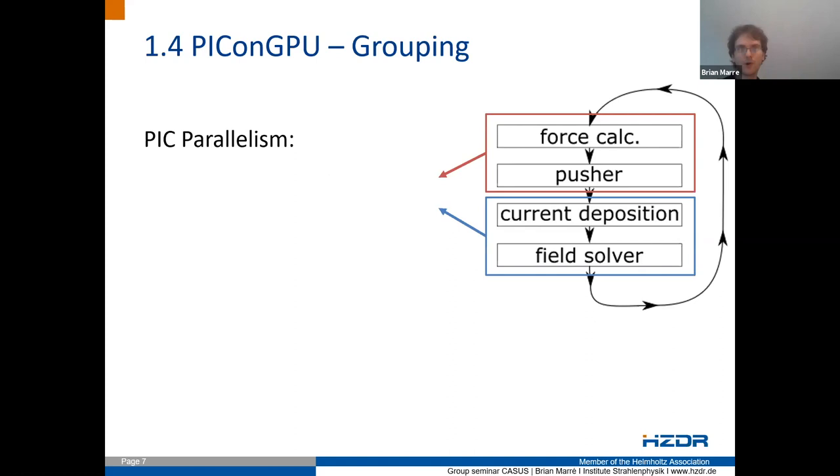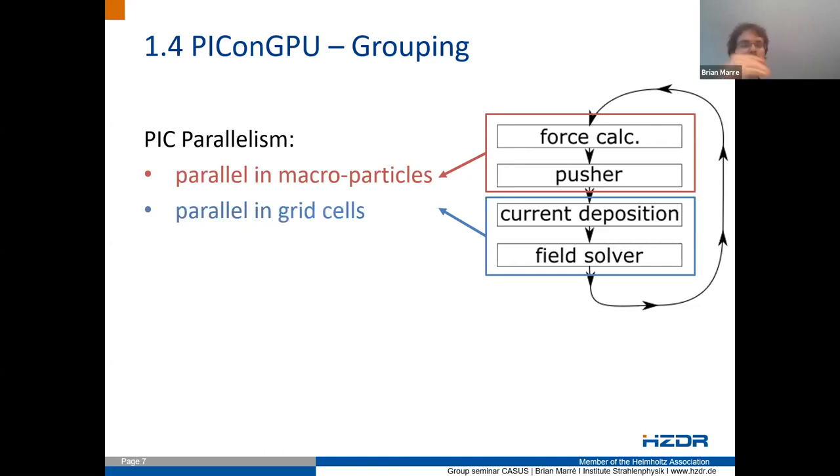Okay. One specific aspect relevant for the specific PIC code I'm working with, that's PIConGPU, a specific code developed by our group at HZDR, is grouping. So what do I mean by grouping? In principle, PIC has different parallelism levels, depending on which part of the PIC cycle you're looking at. The first one is the force calculation and the actual particle pusher. Those are parallel in your particles. The second is your current deposition and the field solver. Those are parallel in your cells.